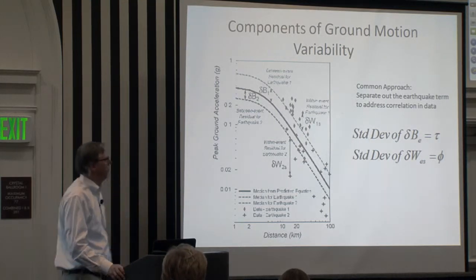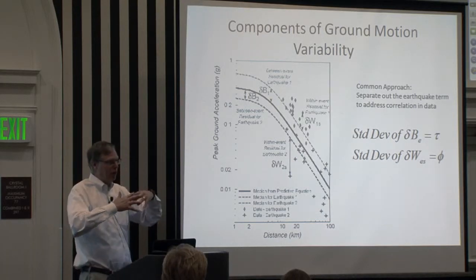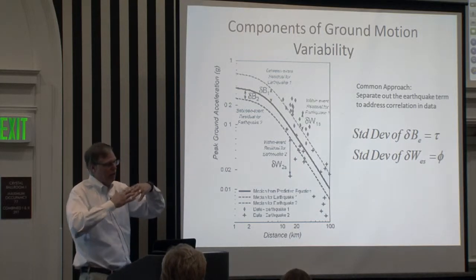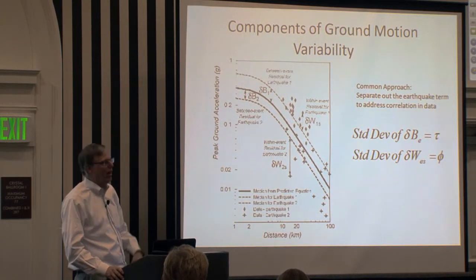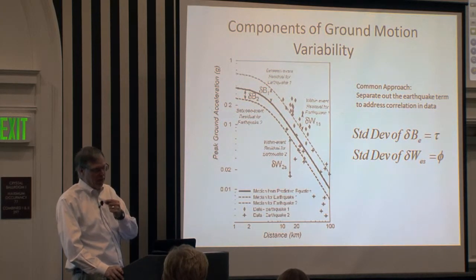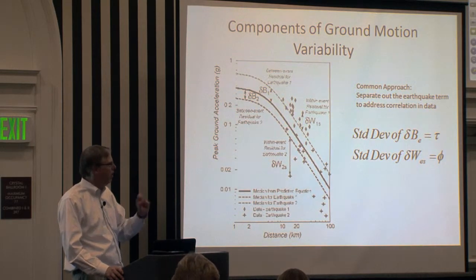and we get a variability tau. The other part then is within that, if I go to one earthquake and I correct the ground motion model so that it is now centered for that particular earthquake, what's the variability within that earthquake? And we call this the delta W's, and that has the standard deviation phi. So those are the two parts we've been talking about, phis and taus.